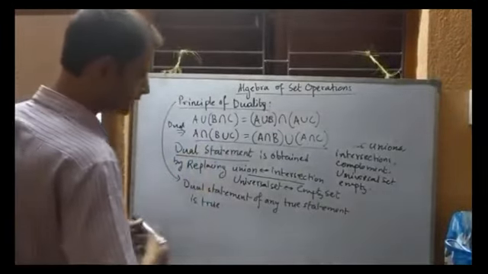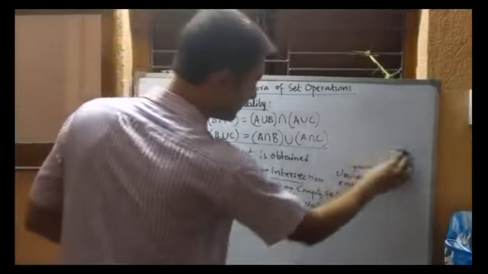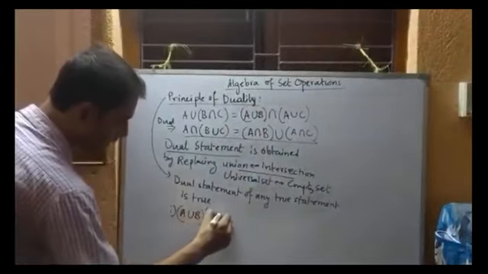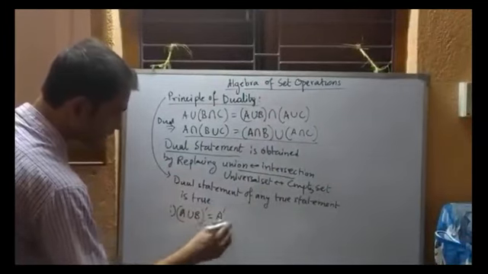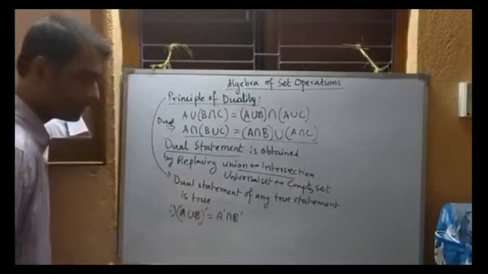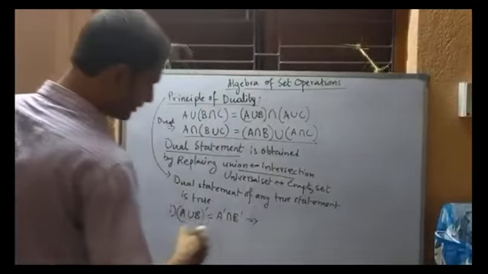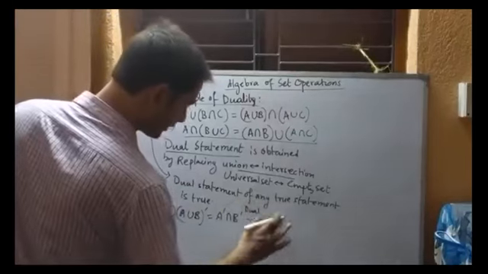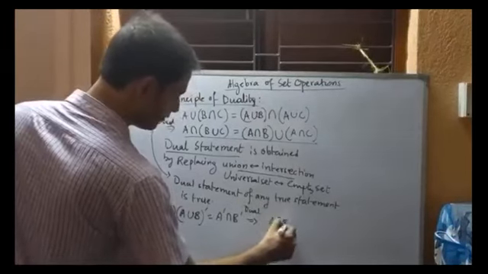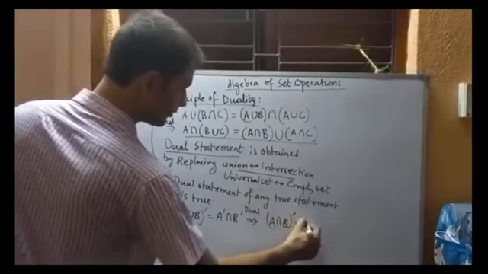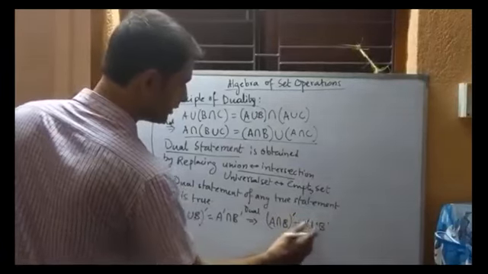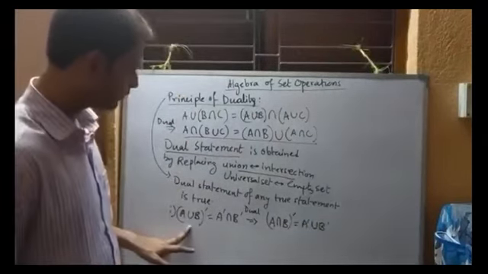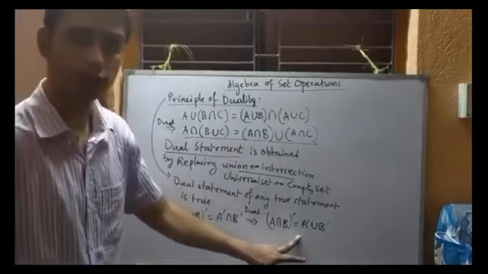Another example for this is De Morgan's law. This is: complement of (A union B) is A complement intersection B complement. Now if you consider the dual statement of this, it will be complement of (A intersection B) is equal to A complement union B complement. And see, this is the second statement of De Morgan's law. So if this one is true, the principle of duality is saying that this one is also true.